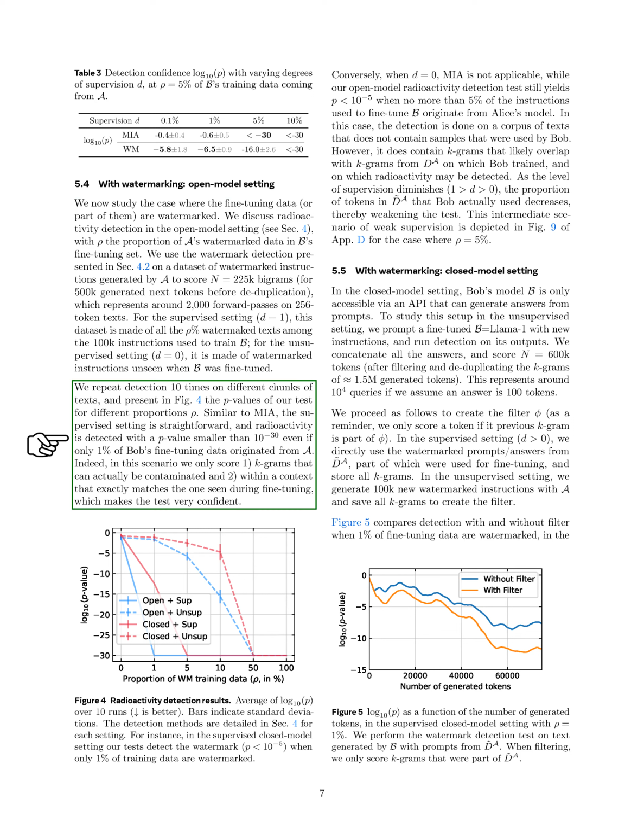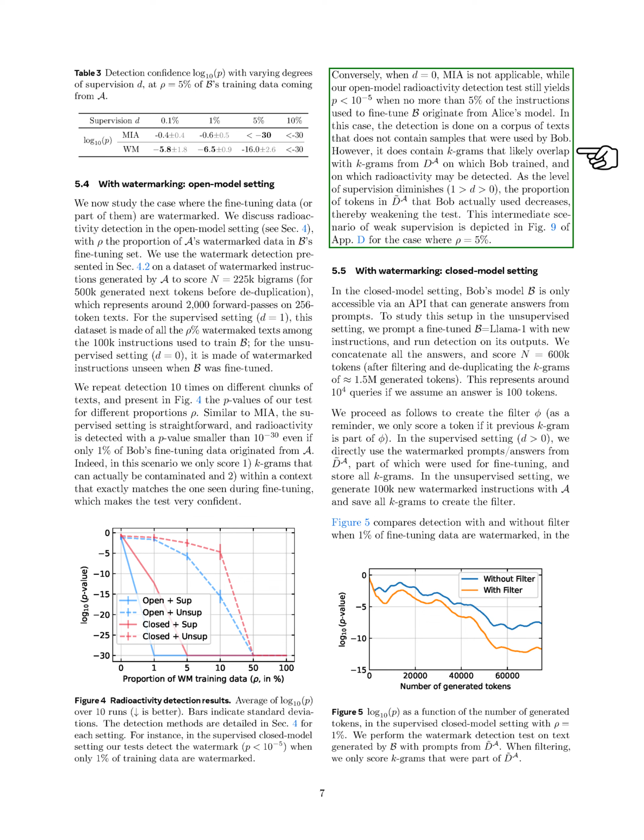In both supervised and unsupervised settings, we repeat the detection multiple times on different text chunks and present the results. Interestingly, in the supervised setting, radioactivity is detected with high confidence even if only a small portion of Bob's fine-tuning data comes from watermarked sources. This is because we only score big RAMs that could be contaminated and are within the exact context seen during fine-tuning.